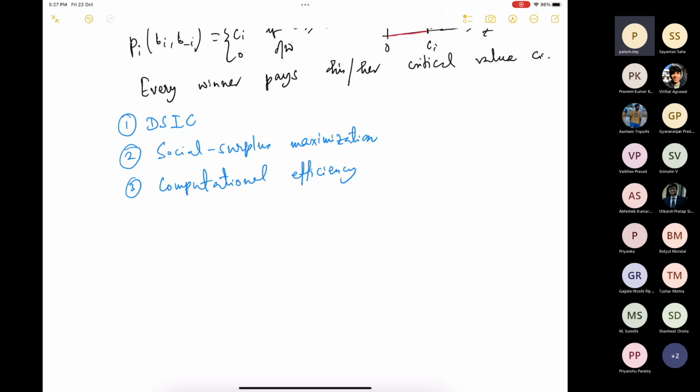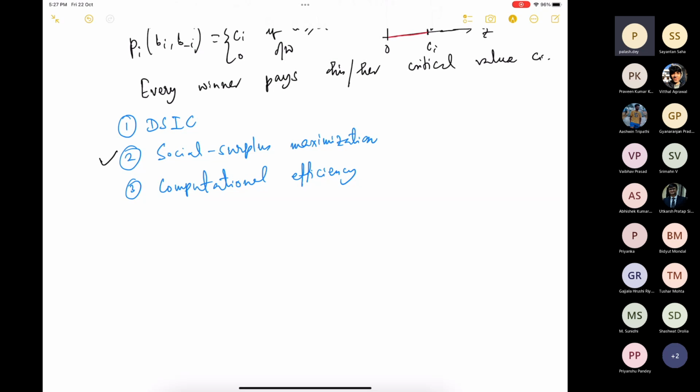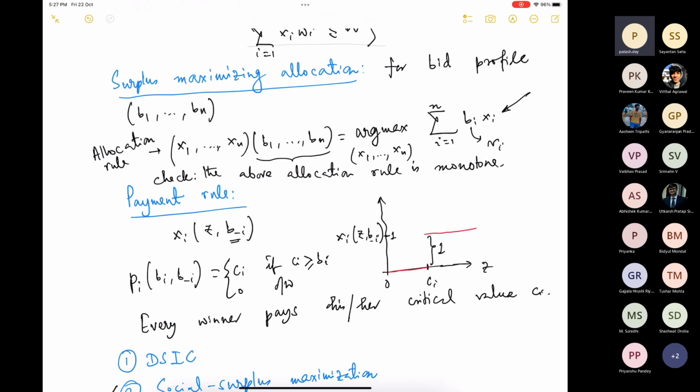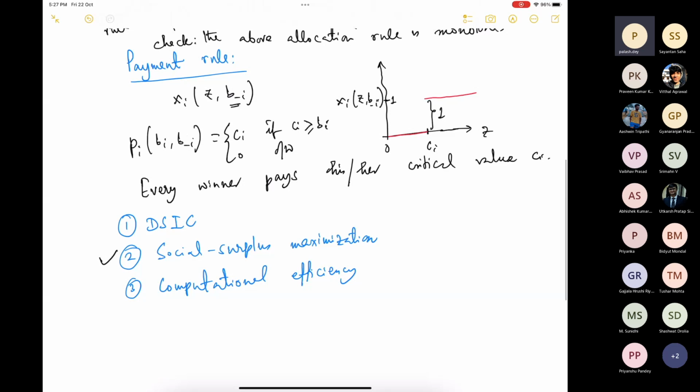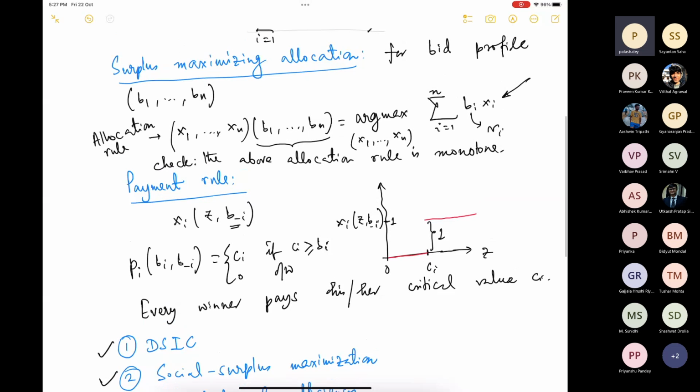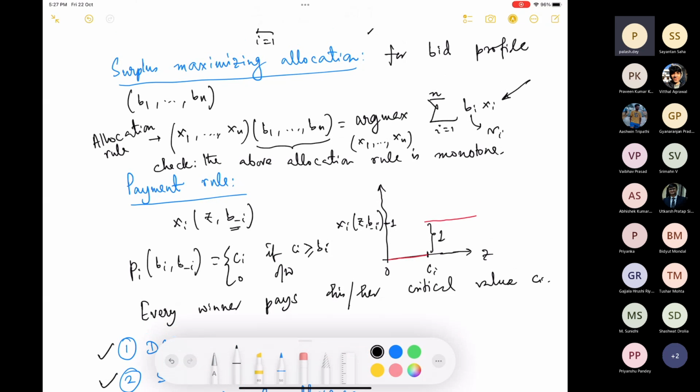Of course, by design, social surplus maximization is satisfied because we are defining the allocation rule to be the allocation which maximizes social surplus. That is from the definition. And because this allocation rule is monotone, from Myerson's lemma it follows that once we implement this payment rule, it is also DSIC. But this is not computationally efficient. Why? Because this is an NP-hard allocation rule.